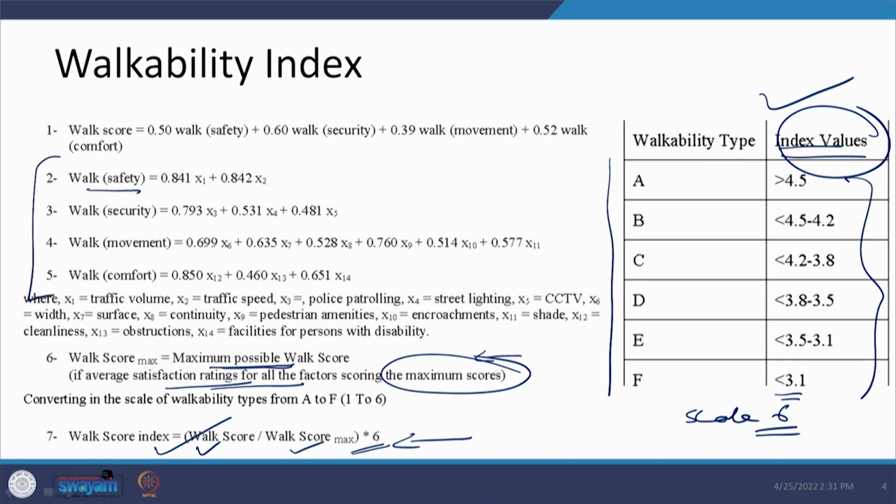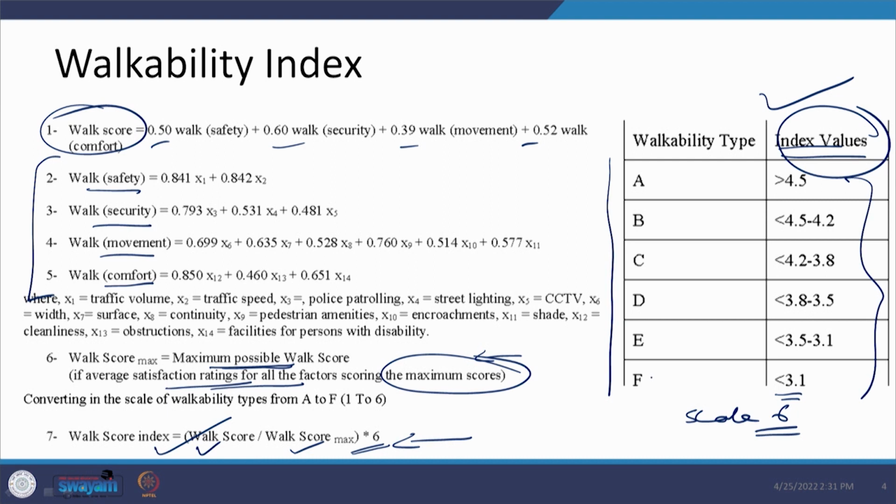One is safety, security, then movement, and the fourth one is the comfort. So, these 4 things have been taken together under different values or proportions or coefficients, and that gives us a walk score. So, we will get a walk score and we will get a walk score maximum value, and then on the basis of that the index value will be there.